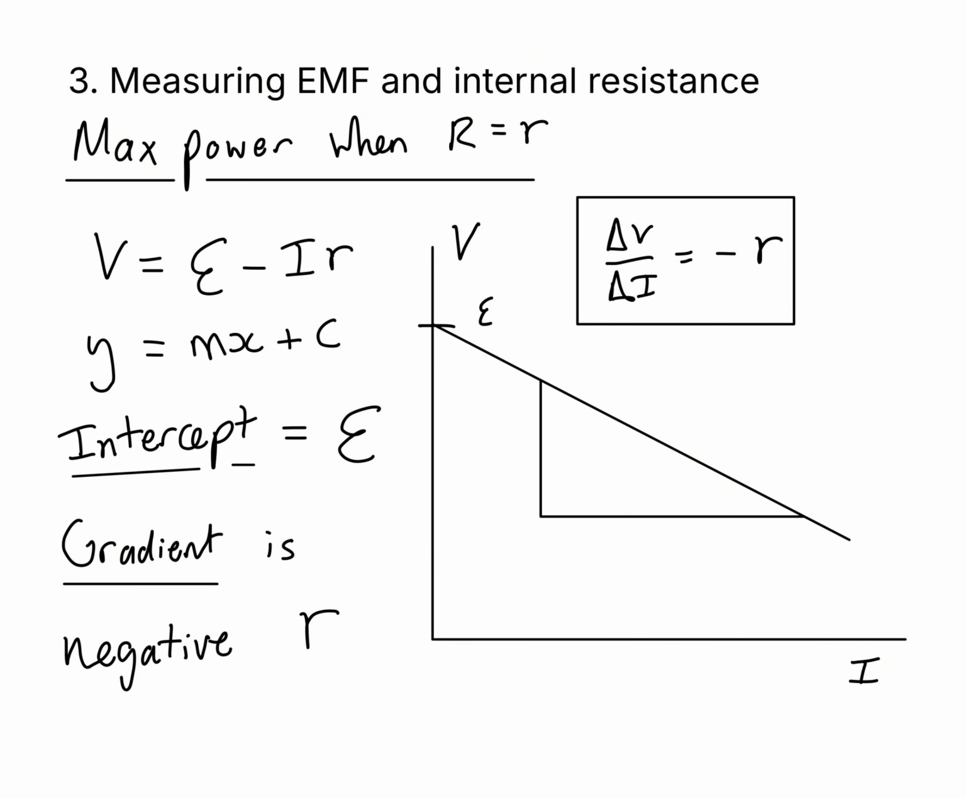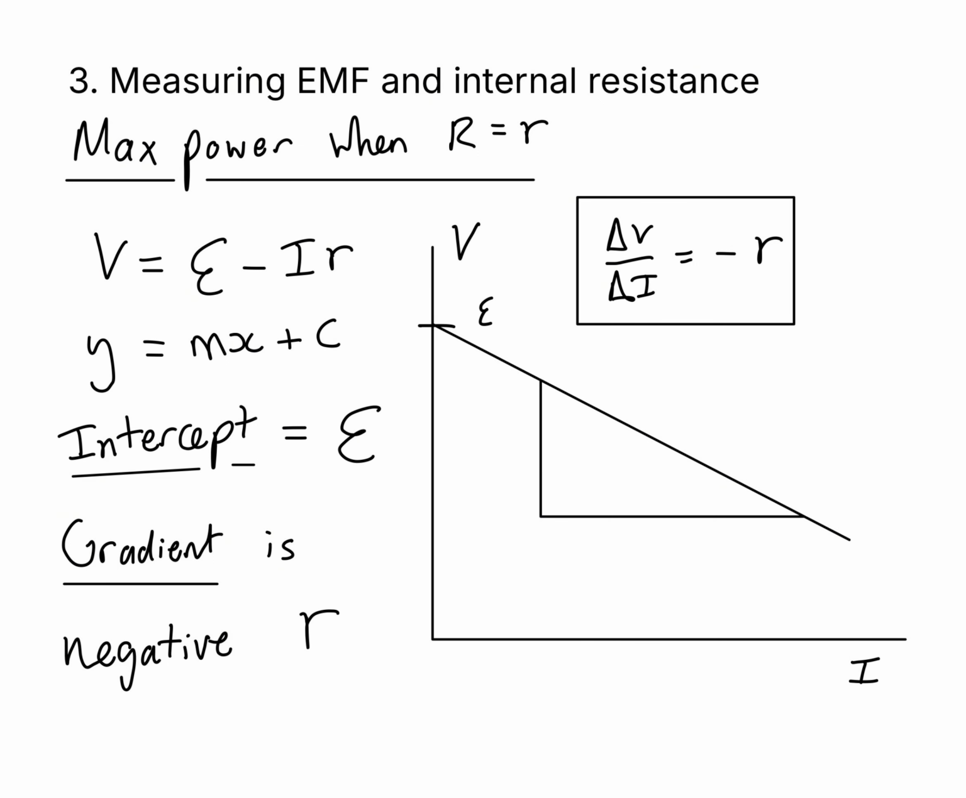Two results that you need to remember. First, the power delivered to the external circuit is at its maximum when the external resistance exactly equals the internal resistance, when big R equals little r. That's worth remembering as a stated fact.